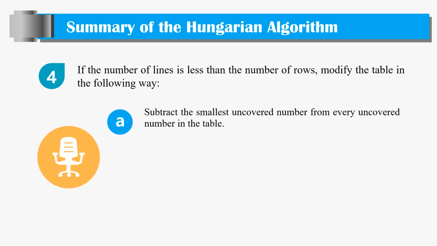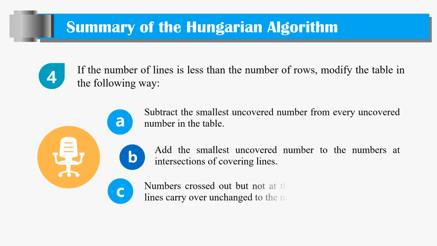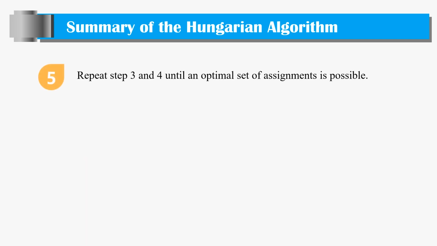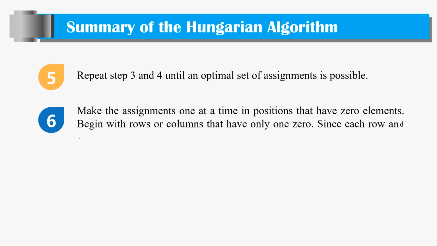A. Subtract the smallest uncovered number from each uncovered number in the table. B. Add the smallest uncovered number to the numbers at intersections of covering lines. C. Numbers crossed out but not at the intersections of crossed out lines carry over unchanged to the next table. Step 5: repeat step 3 and step 4 until an optimal set of assignments is possible. Step 6: make the assignments one at a time in positions that have zero elements.